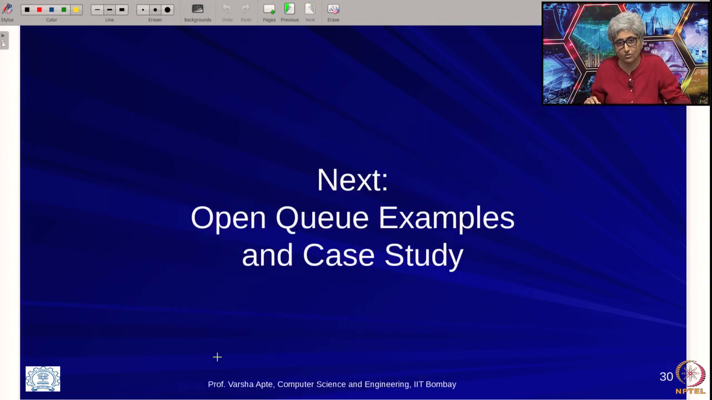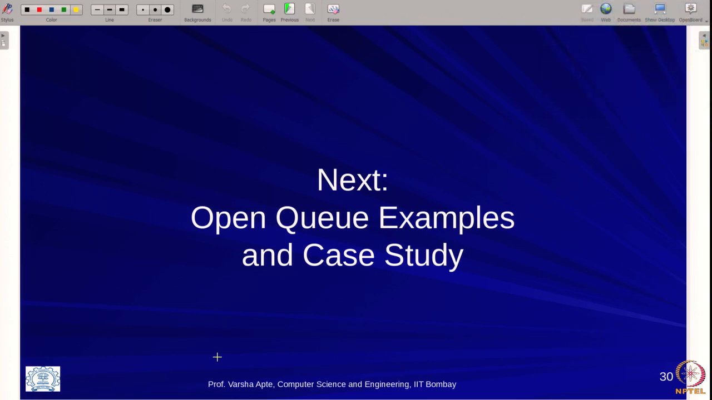So, this concludes this lecture, and next we will be doing some examples. We have learnt a lot of results in this lecture today. So, we will do some examples, and we will also continue our case study of the web server.